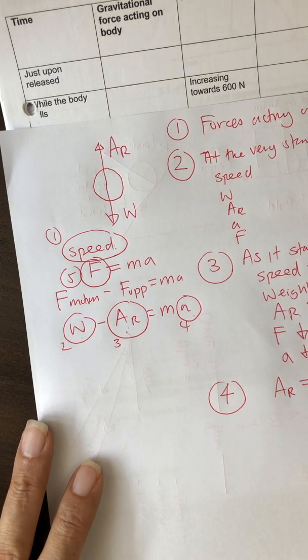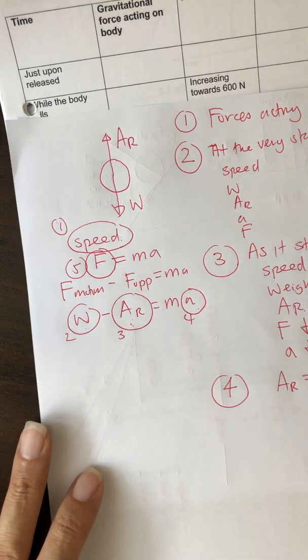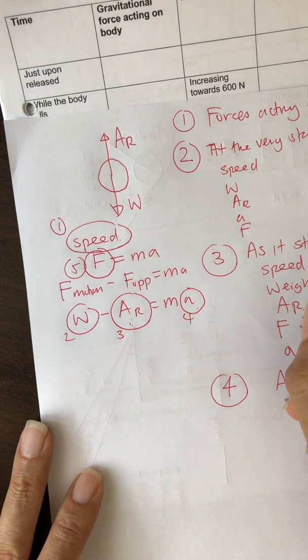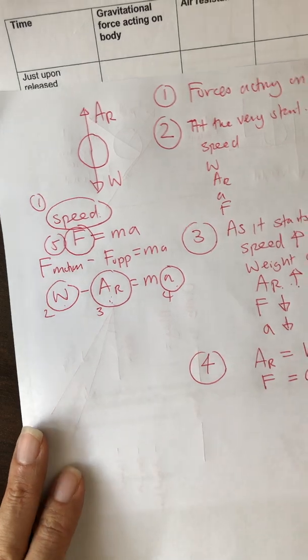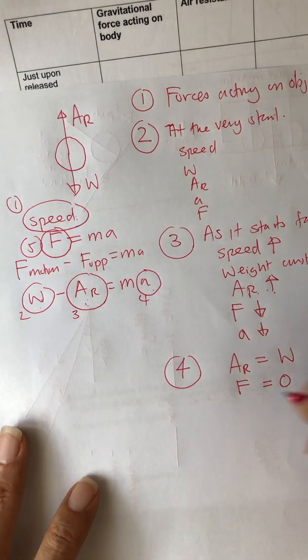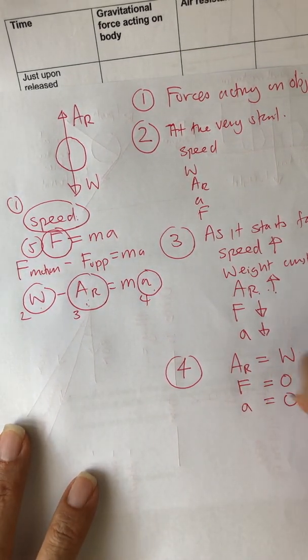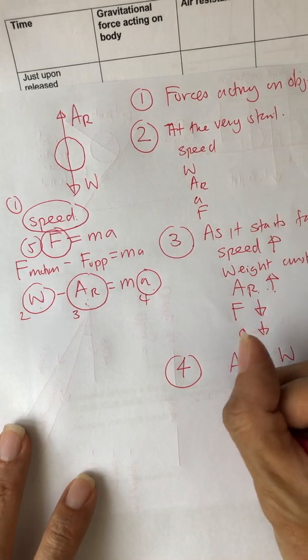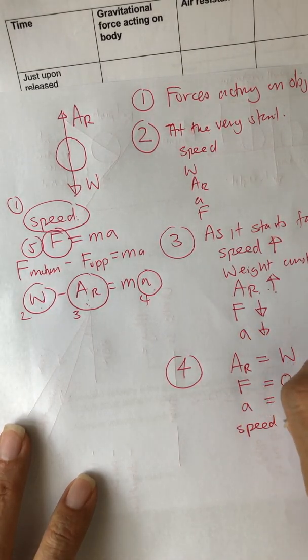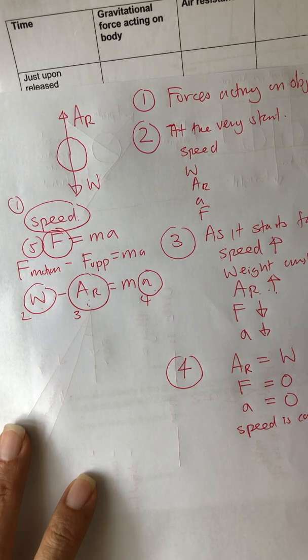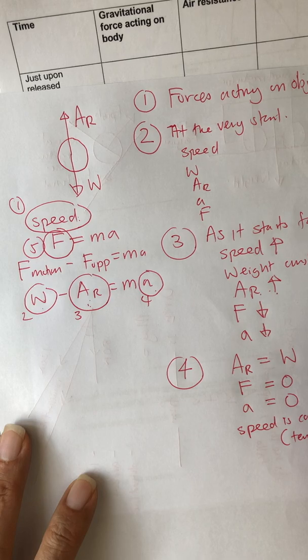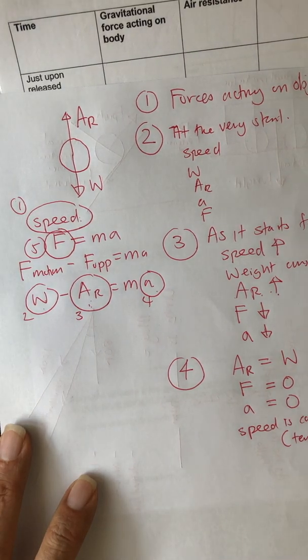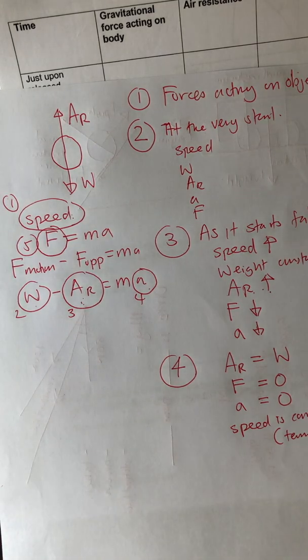Then what happens? It's the usual four things, which I keep on saying. Air resistance equals the weight, resultant force is 0. Resultant force 0, what happens to acceleration? Acceleration is 0. And now what happens to the speed? Speed is constant. Okay, so it is now falling at constant speed known as terminal velocity. So that's how you go about explaining the process of terminal velocity.